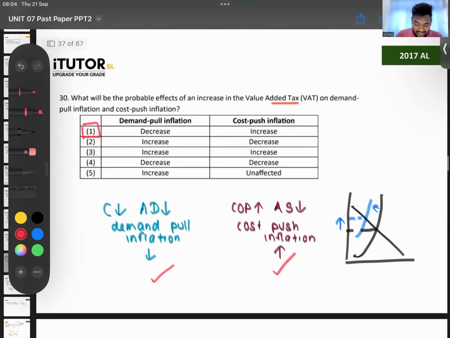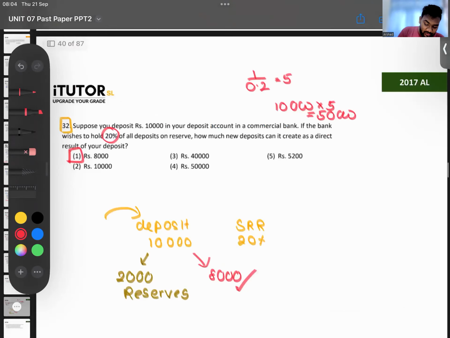So my question is, if they ask what is the amount of total deposits in the banking system, the total deposits in the banking system will be 50. If they ask what is the amount of new deposits, then you can say yes, 40. New deposits in the banking system because of your deposit, you can say 40.